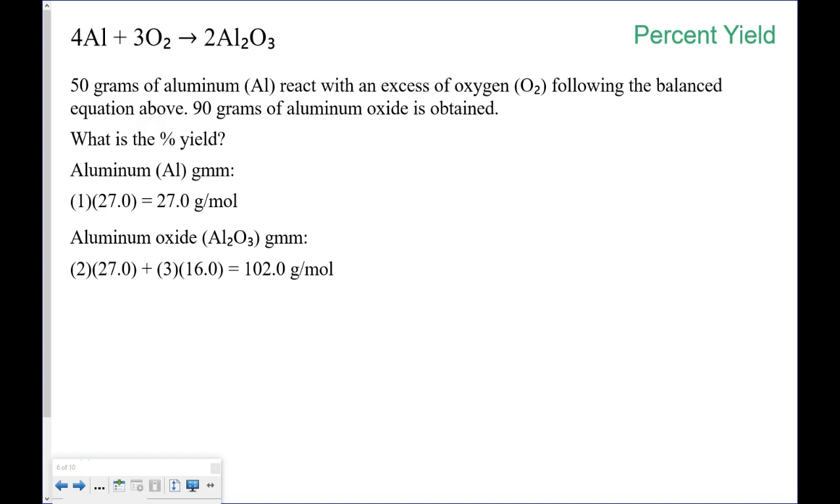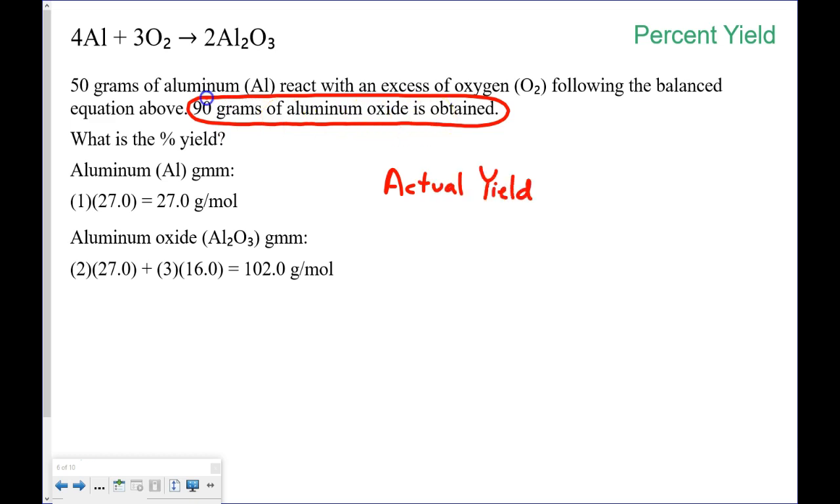In this video, we're going to do some percent yield stoichiometry practice problems. First one I've done here: aluminum and oxygen react to form aluminum oxide. 50 grams of aluminum react with an excess of oxygen to produce, using the balanced equation above, 90 grams of aluminum oxide. So my actual yield is going to be 90 grams.